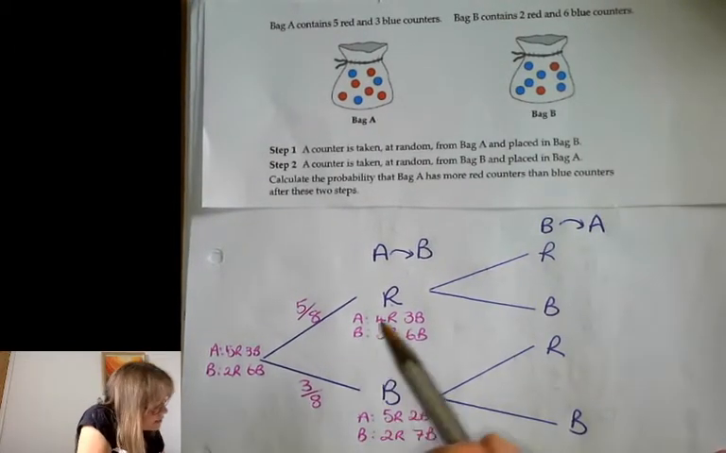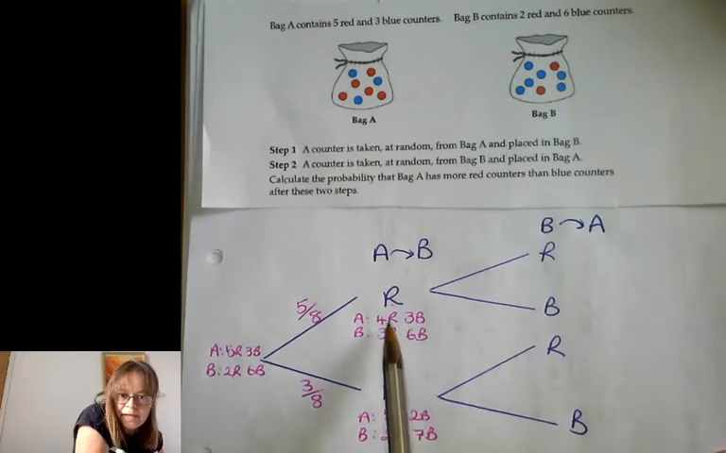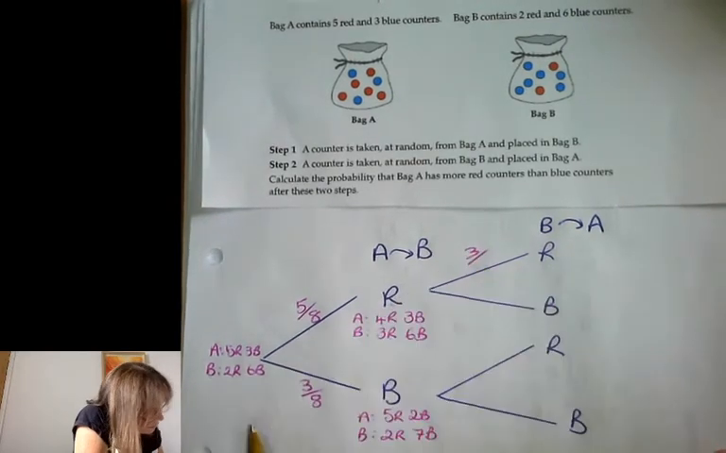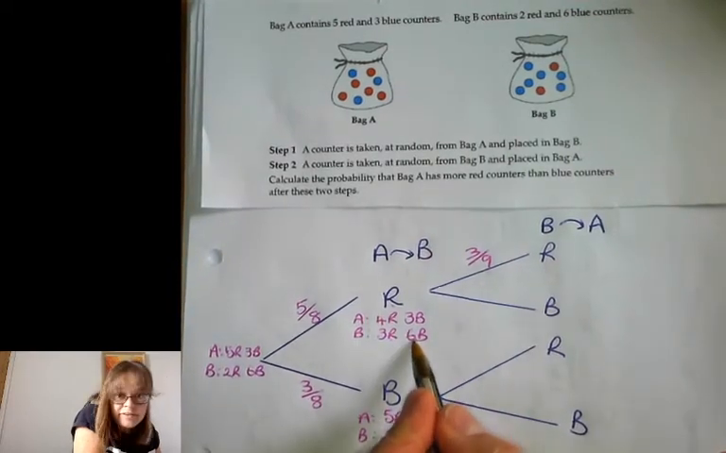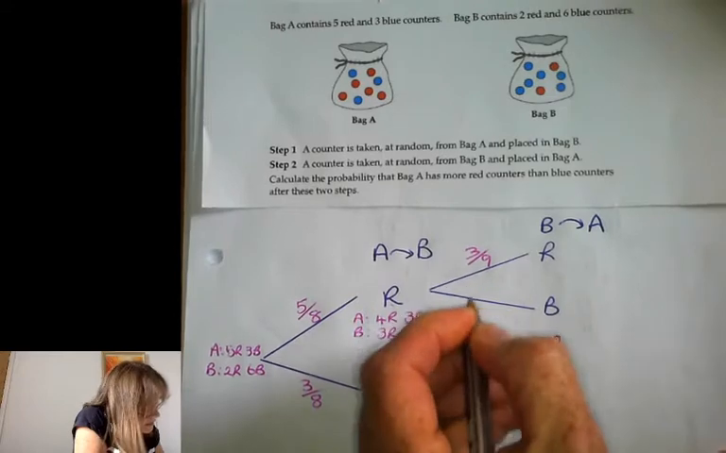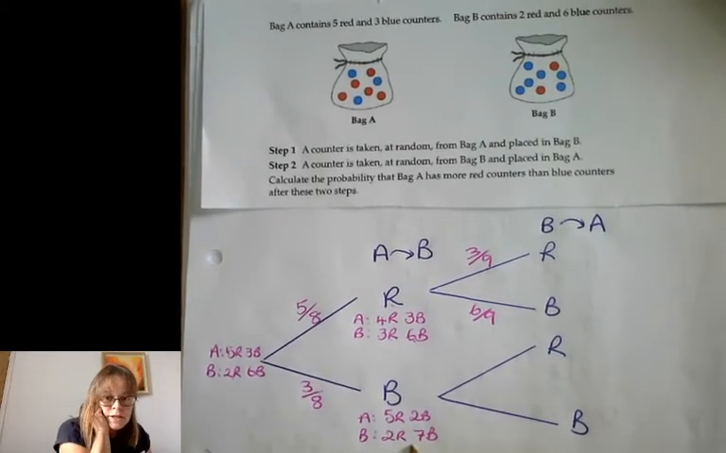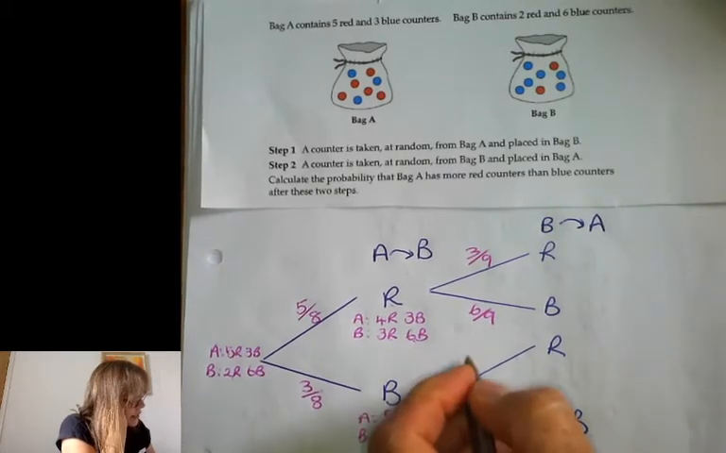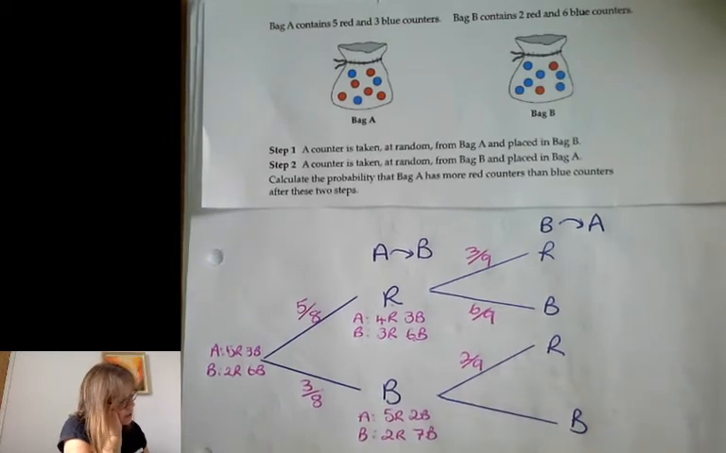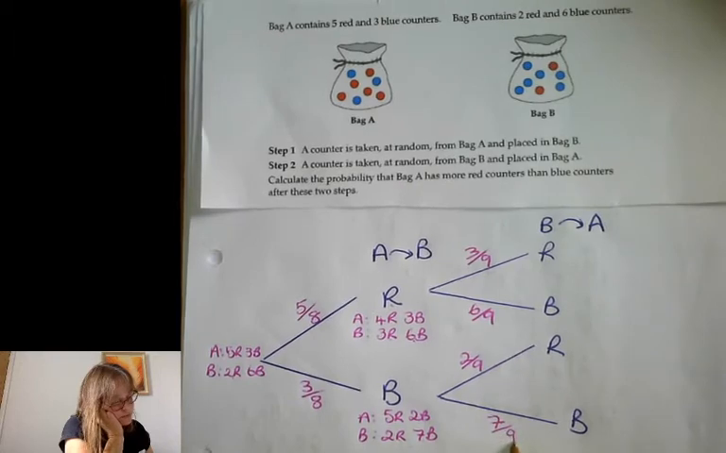And let's have a look at the probabilities. So if I am moving a red back from bag B into bag A, then the probability of it being red is 3 out of 9, and the probability of it being a blue is 6 out of 9. If, however, I'm down the bottom here, the probability of moving a red back from bag B into bag A is 2 out of 9, and the probability of moving a blue is 7 out of 9.